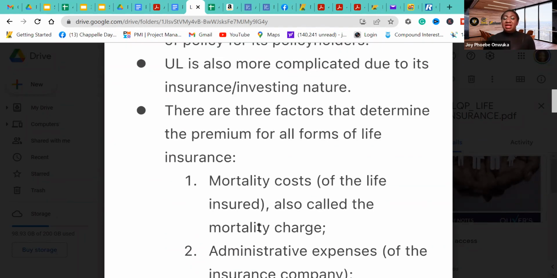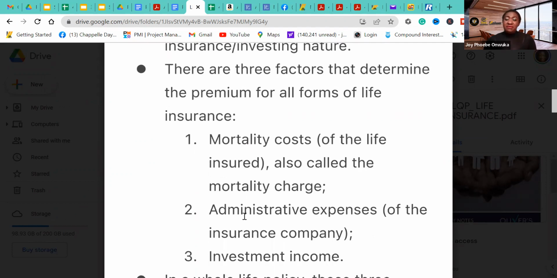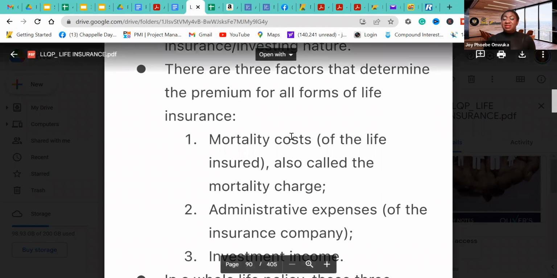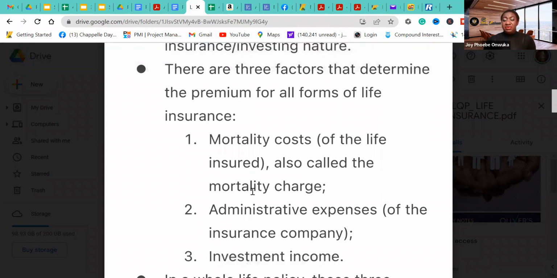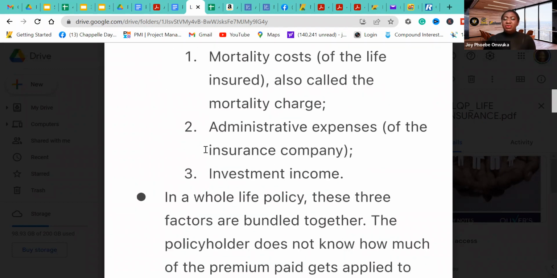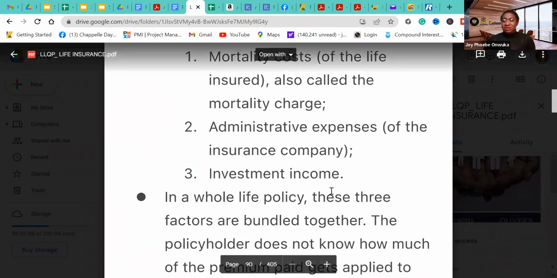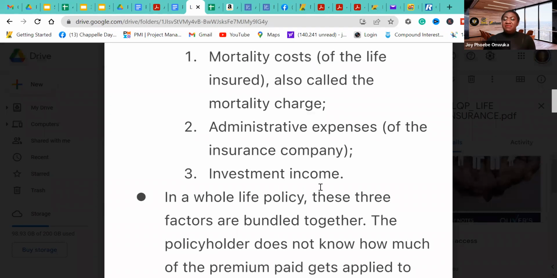Now, regardless of whether term insurance, whole life, or universal life, there are three factors that determine the premium that the policyholder pays. Number one is the mortality cost, that is the cost of life insured, also called the mortality charges, okay? Number two is administrative expenses of the insurance company. Number three is the investment income, all right?